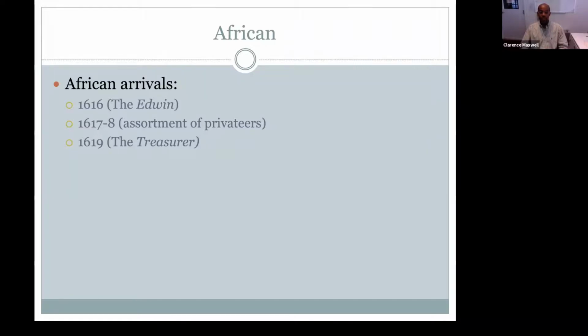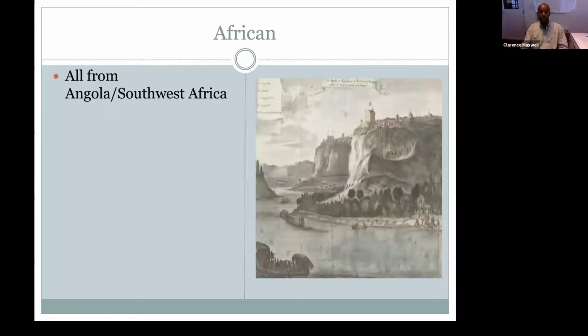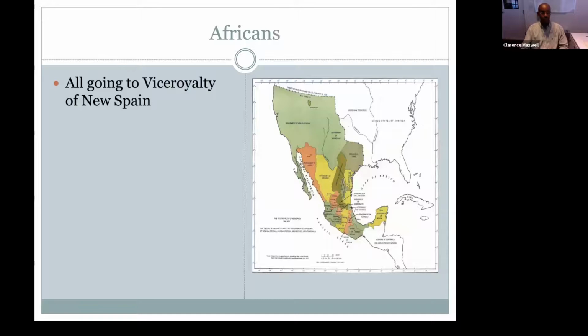Daniel Elfrith was in partnership with Jean Yupi, and both of those men attacked a privateer ship called the Salvador Batista. Those captives were on their way from Angola to South America, to Latin America. They were captured, taken from the ships, and brought to Bermuda. One group was brought to Bermuda. The other group, of course, went to Virginia. As I mentioned, all from Angola and Southwest Africa, all en route to the Viceroyalty of New Spain.